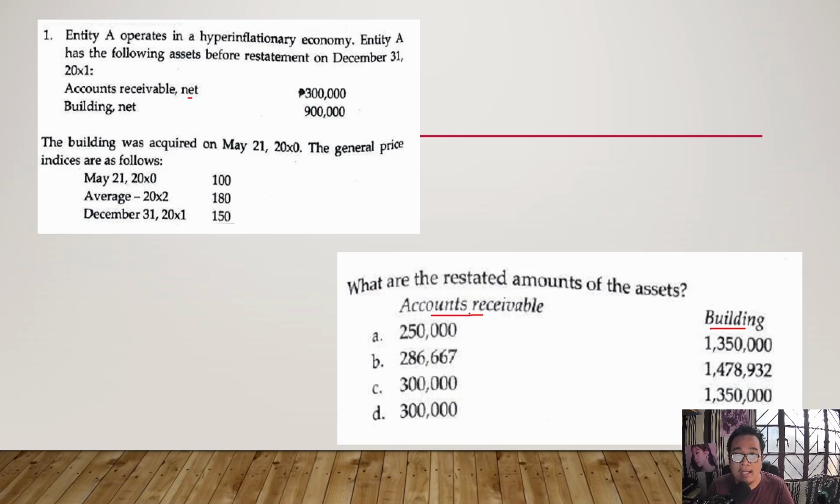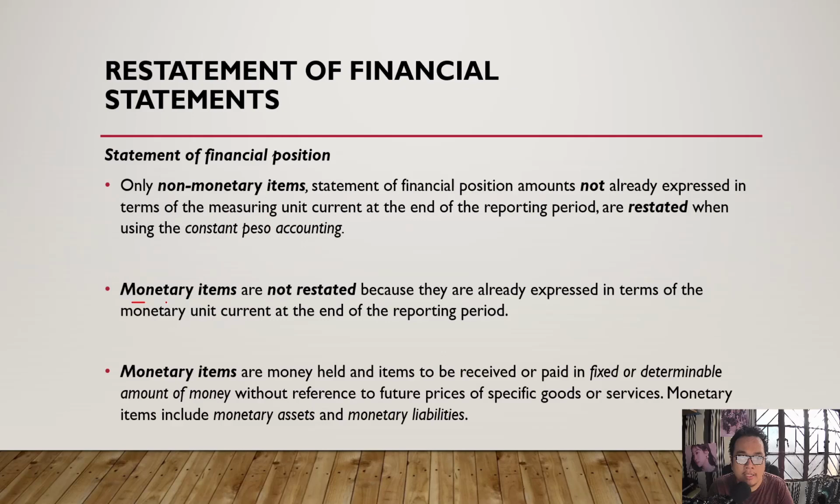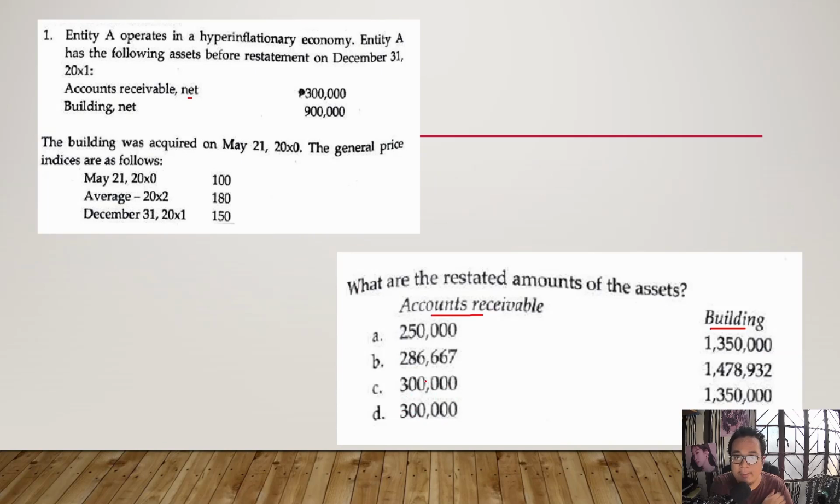Why? Balikan natin. Monetary assets, receivables, and monetary items are not restated because they're already representative of their value. Hence, maintain natin ang 300K. Power of deduction. Useful rin ito sa board exam. Alam nyo na na yung isang answer ay may 300,000, kasi monetary items are not restated in a hyperinflationary economy because they're already representative of their true value.